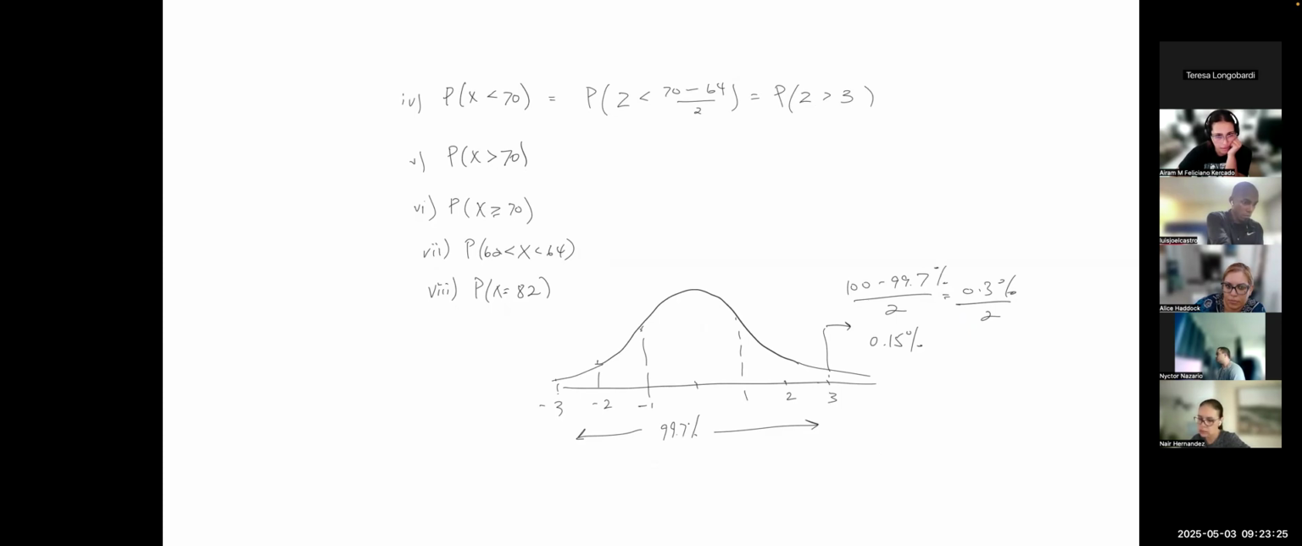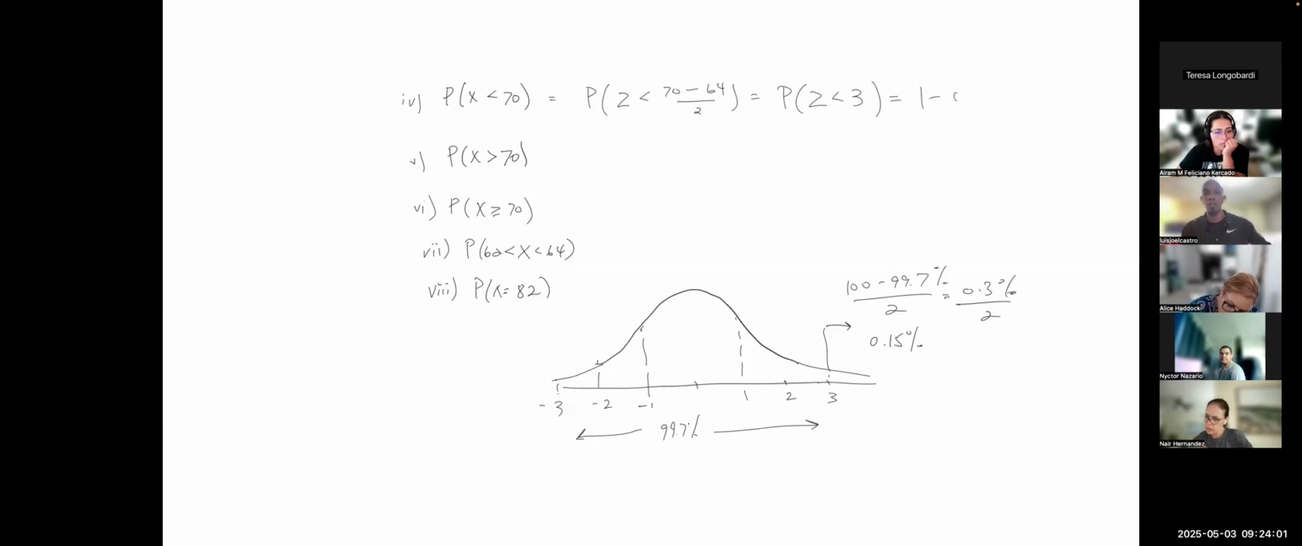Oh, I went the wrong way. Sorry, I changed the arrow here. Why did I change the arrow here and here? I don't know what happened. All right, so let's go the other way. Less than 70, so what is it? Less than 3. So this is greater than 3, but I want the left side. So what do I do?